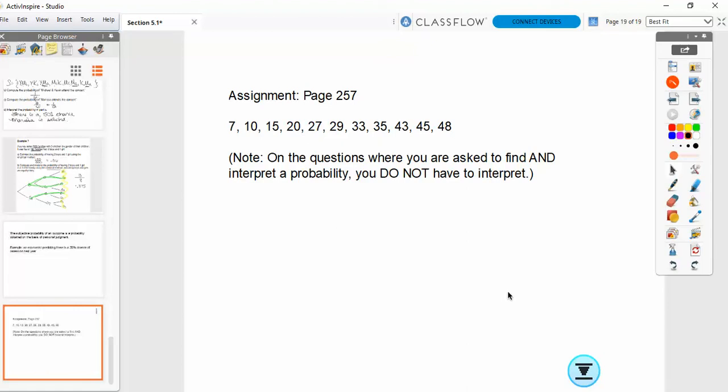Does everybody kind of understand those directions? Which one do we have to interpret on? 27, like it's 2 separate questions. Like part A is find it, part B is interpret it. So do that.